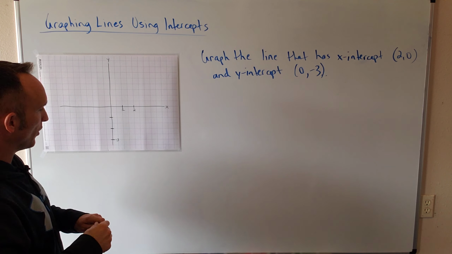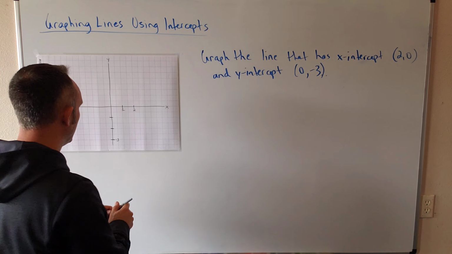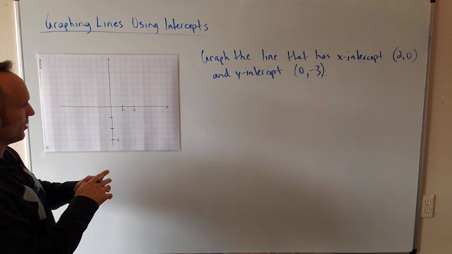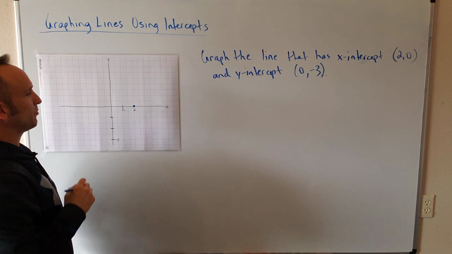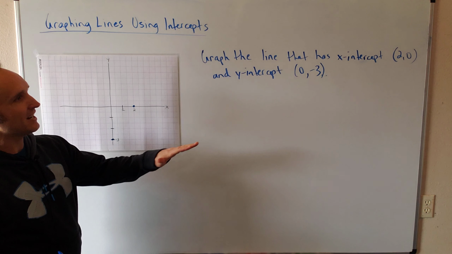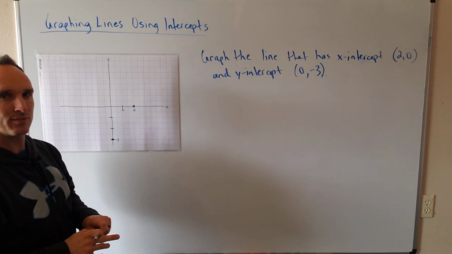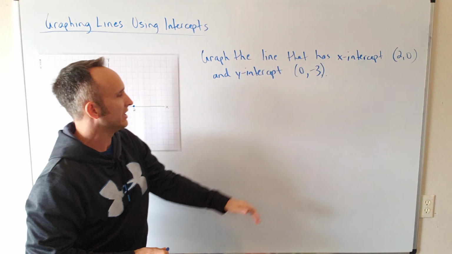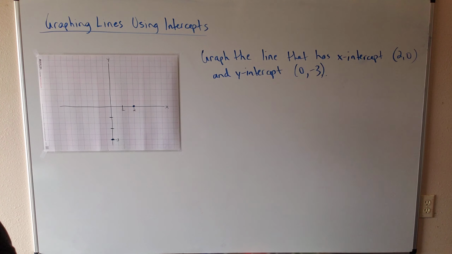I need to plot the points, so I'll use a different color for that. At (2, 0), I get this point right here, and (0, -3), I get this point. Now, one thing I want to point out is the x-intercept (2, 0) is on the x-axis, and the y-intercept (0, -3) is on the y-axis. So let's graph our line, and then we'll revisit that concept.